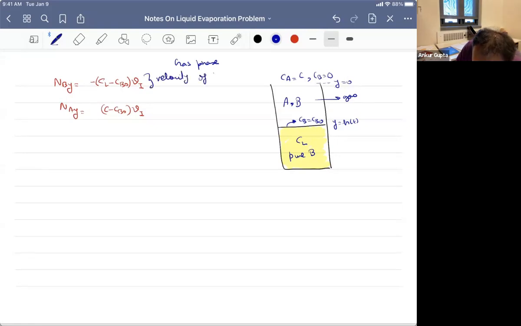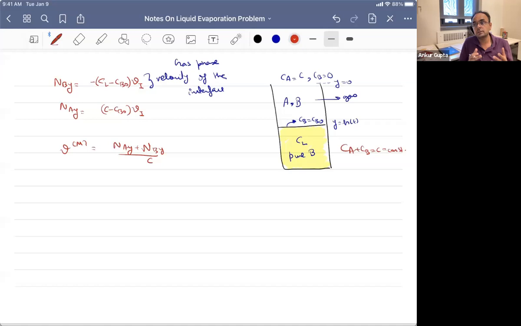I briefly mentioned this in the class, but I want to emphasize further how to think about molar and mass average velocity. The molar average velocity in the gas phase is simply (NAY plus NBY) by c. We have discussed that small c is constant in this problem, which is given to us, so CA plus CB is equal to c, a constant. And because NAY and NBY are also constant, molar velocity is constant.